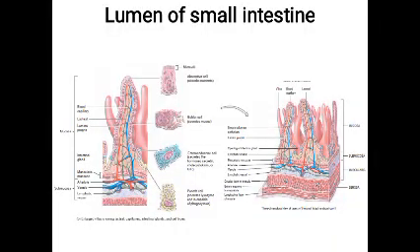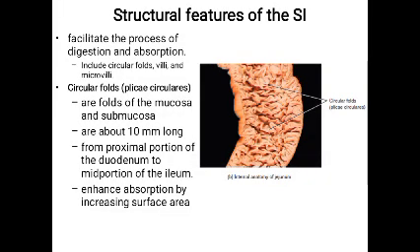Lumen of small intestine. This is a diagram. Structural features of the small intestine that facilitate the process of digestion and absorption include circular folds, villi, and microvilli.